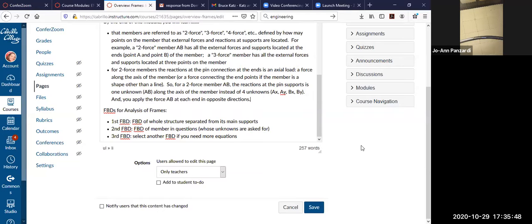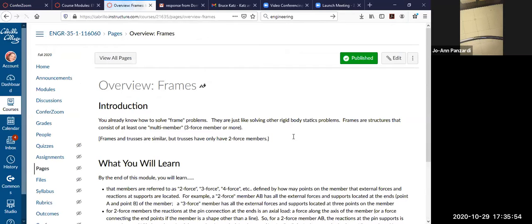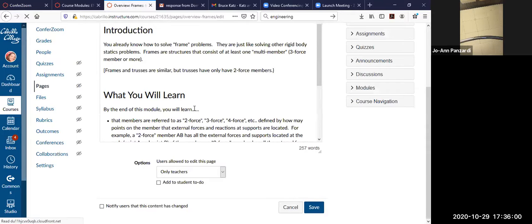Let me just save this and then open it again just to make sure I don't screw anything up. Save. Okay, now I'm going to edit it. And now, let's do the process.